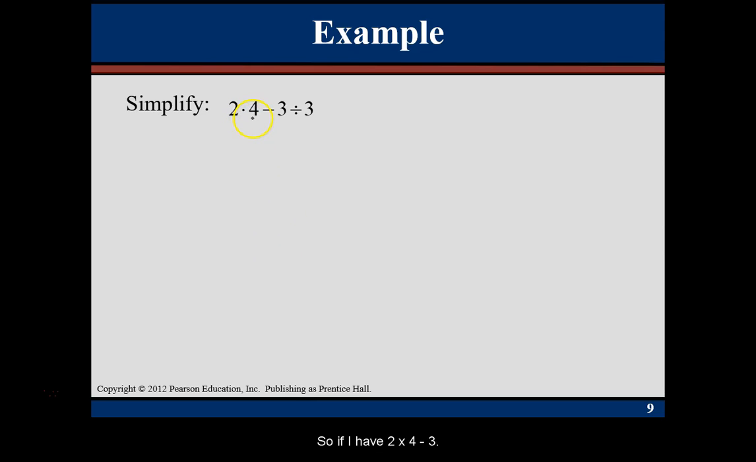So if I have 2 times 4 minus 3 divided by another 3, well, I don't have any parentheses and I don't have any exponents, but I have quite a bit of multiplication and division. I need to do that from left to right. I have 2 times 4. That's 8. 3 divided by 3, that's a 1.